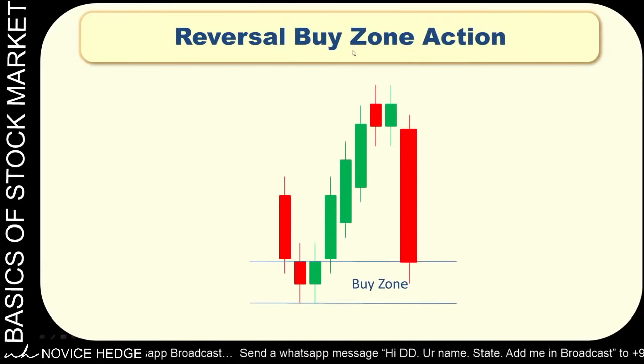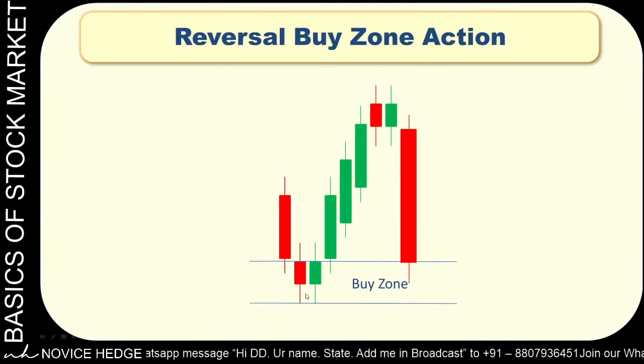So the reversal buy zone formations. The first one is there is a red dominance with a high bear candle, and there were 2 E candles, so there was a pause period, and once again the bull has taken over control. Now you see two consecutive highs have been formed, and it clearly says that this is a buy zone. So here is the buy zone.